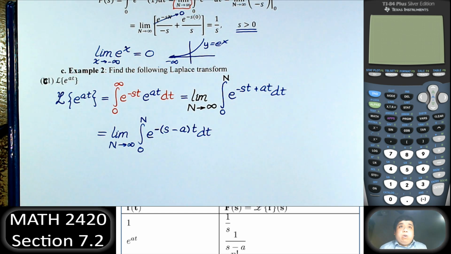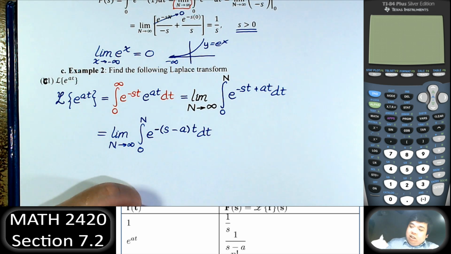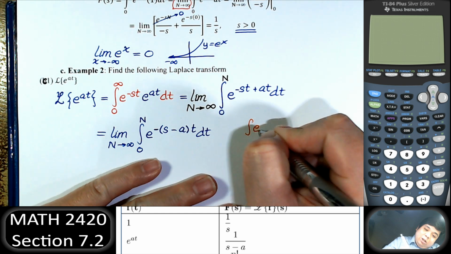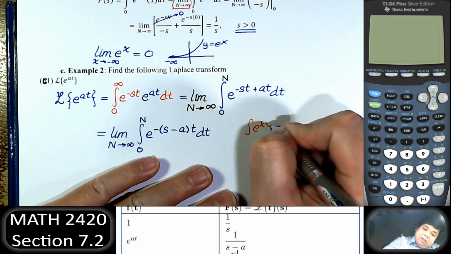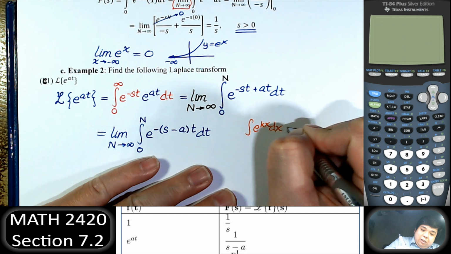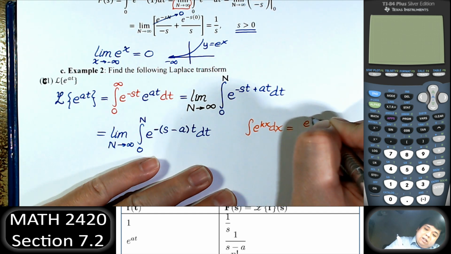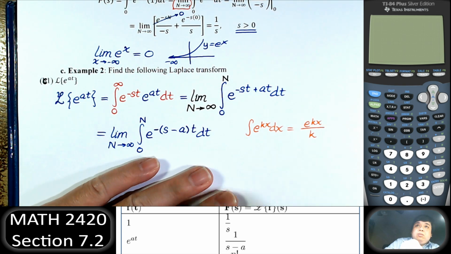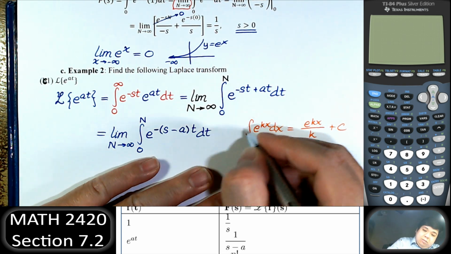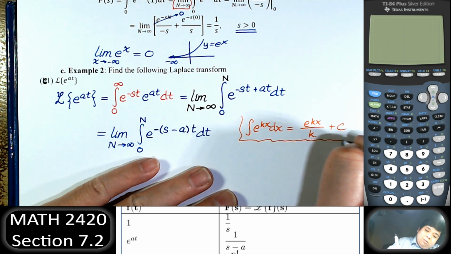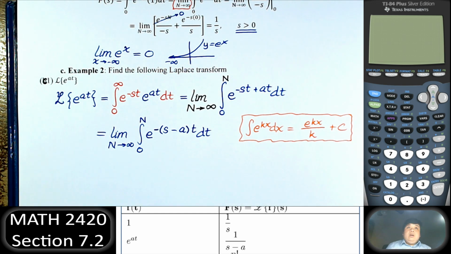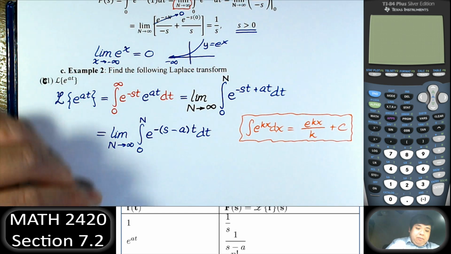This is just an integral, right? Let me write out the integral formula. The integral of e to the kx is e to the kx divided by k. So we're just going to use that.